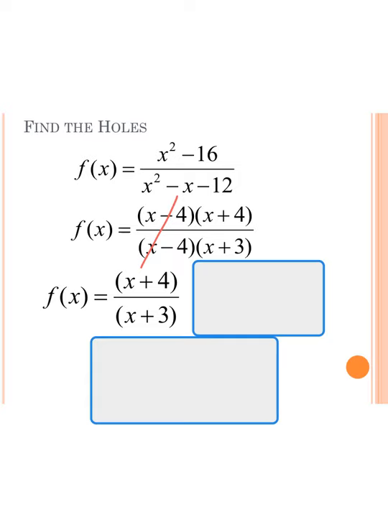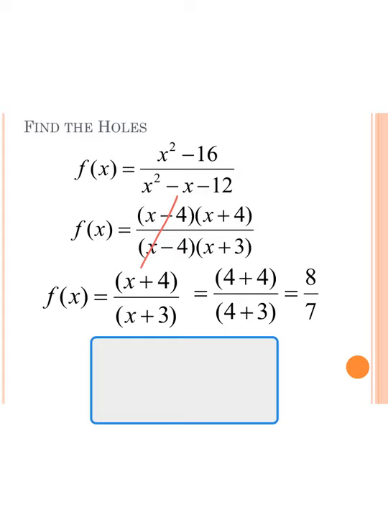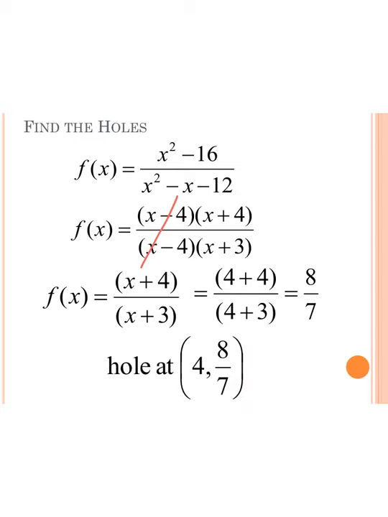To find my hole, I know my x value has to be 4 because that's what I would get if I solve my factor here. I'm going to plug 4 into my remaining rational function, and you can see that I have 4 plus 4 over 4 plus 3, which simplifies to 8/7. If I pair that up with my x value of 4, then I have my coordinate of (4, 8/7), and that is going to be the location of our hole.